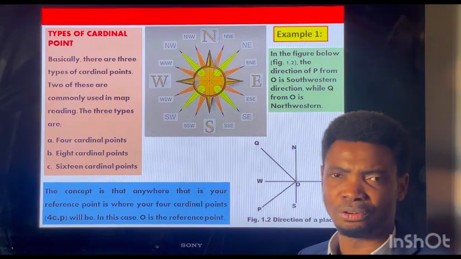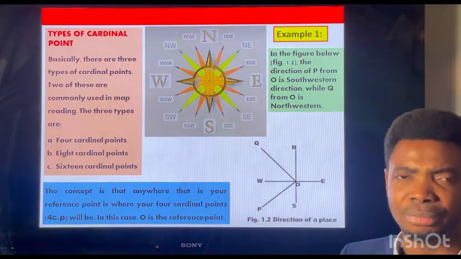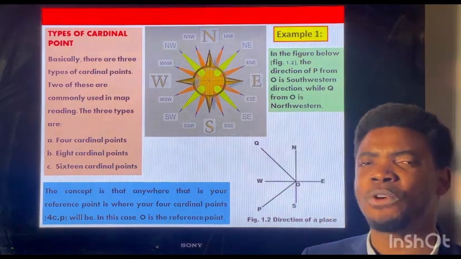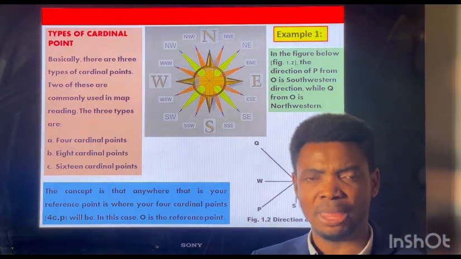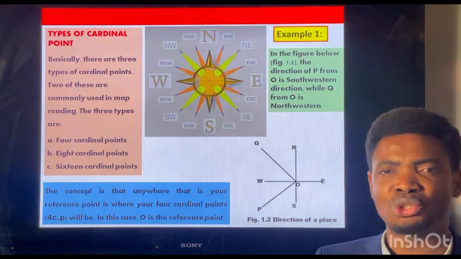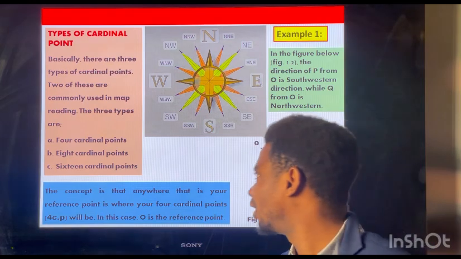So basically, don't forget, we have the 3 basic types of cardinal points. The first one is the 4 cardinal points. The second one is the 8 cardinal points, and the last one is the 16 cardinal points.